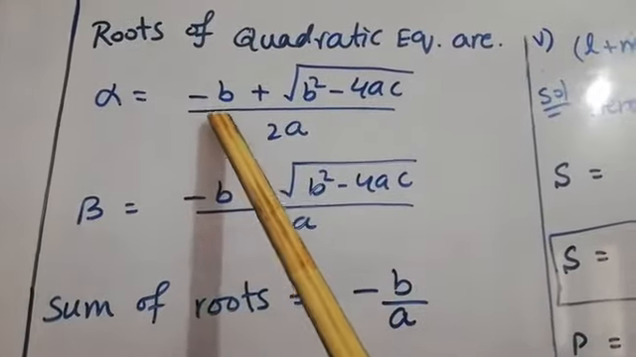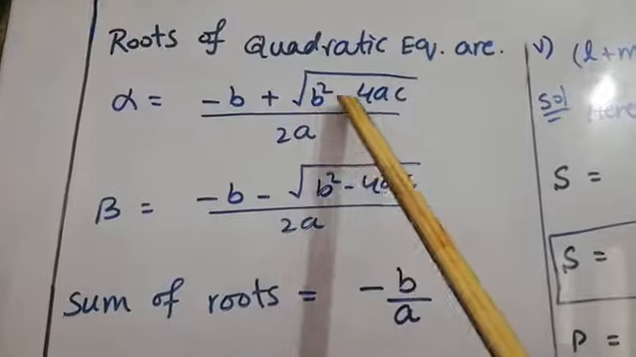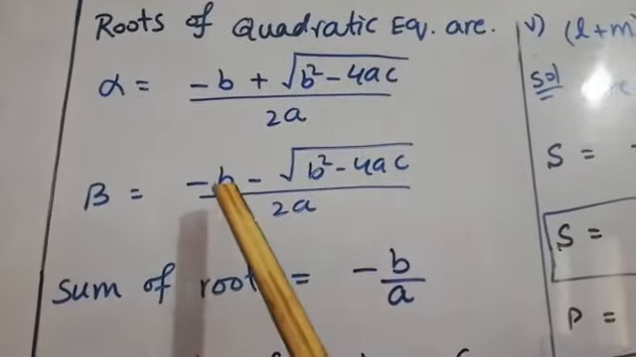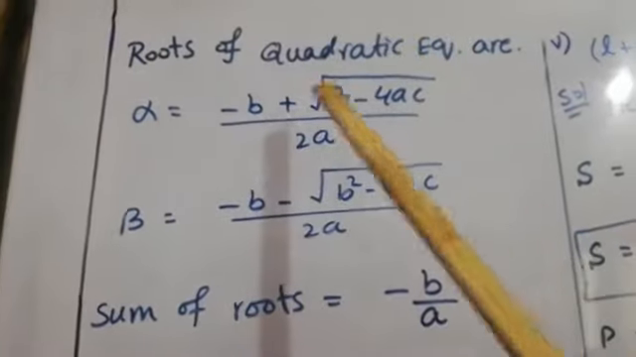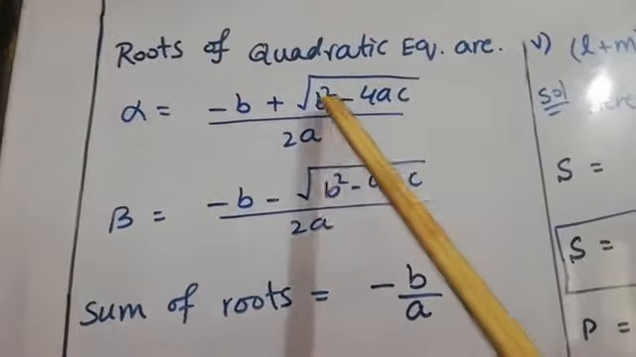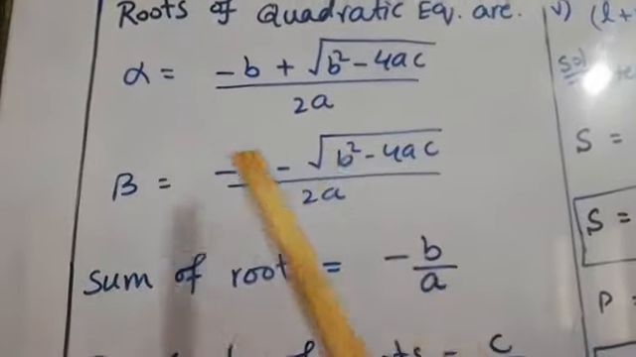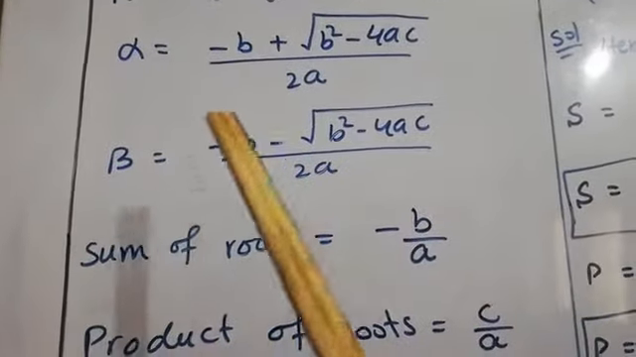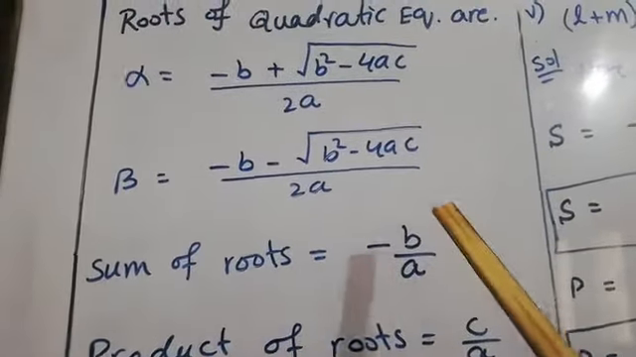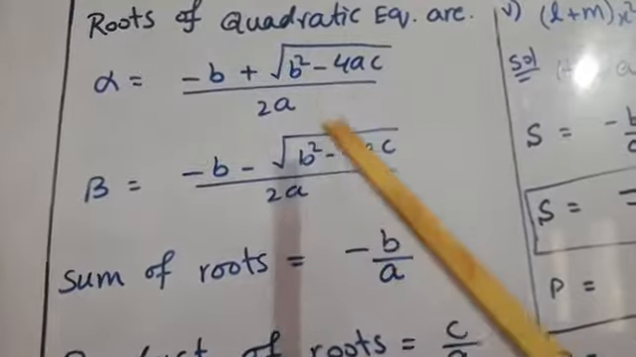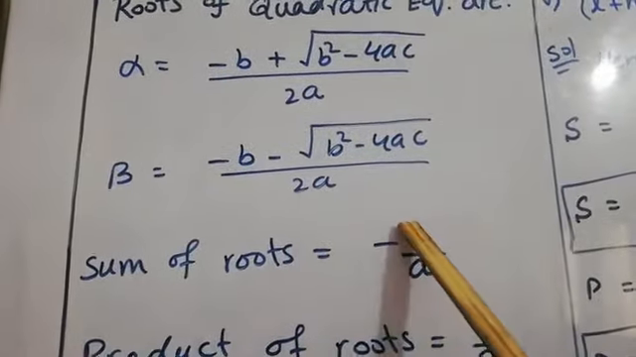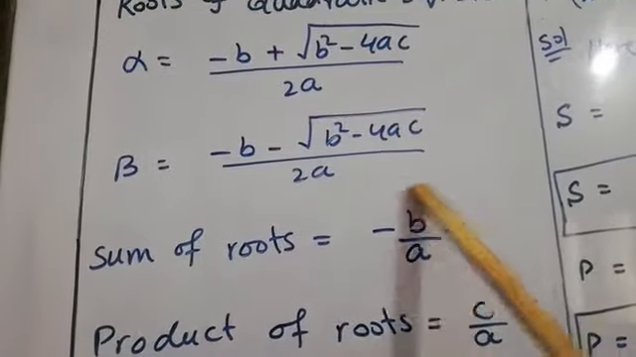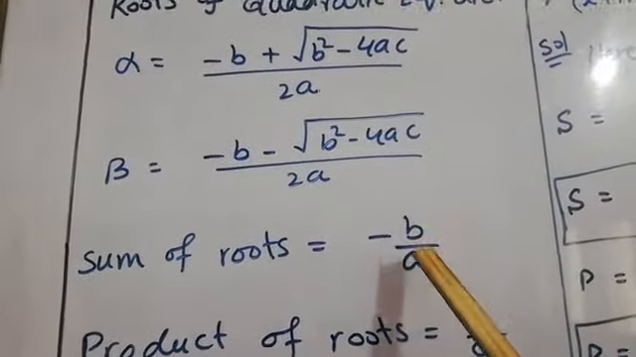First root is minus b plus square root b square minus 4ac by 2a, and minus b minus square root b square minus 4ac by 2a. Suppose this root is equal to alpha and this root is equal to beta. So the sum of roots, if we add these two values alpha and beta, after taking the LCM, we will get one single fraction, which is equal to minus b by a.